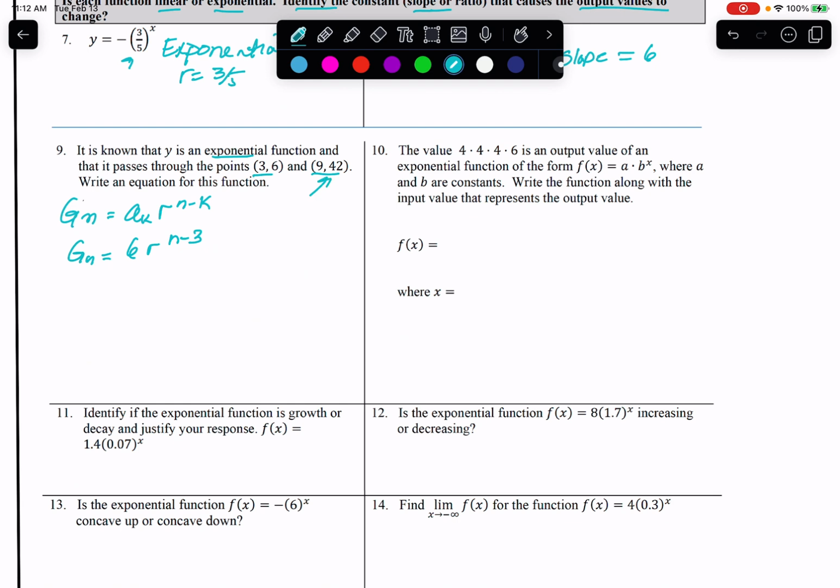So then putting in 9, 42 to find r, we have 42 equals 6 r to the 6. So 7 equals r to the 6. So r is the 6th root of 7. All right, so then we can go back up here, g sub n is equal to 6 times the 6th root of 7 to the n minus 3, or y, because they want it y. They don't want it sequence. y equals 6 times the 6th root of 7 to the n minus 3.